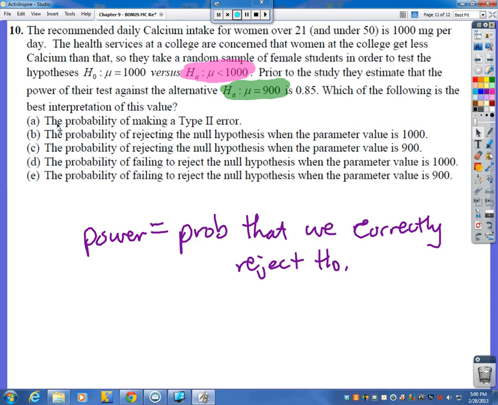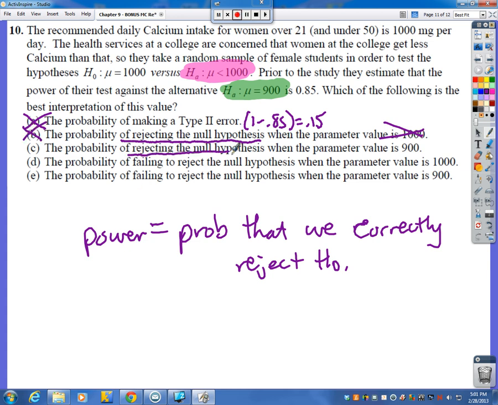So, which of the following is the best interpretation of this value, this 0.85 power value? It is the probability of making a type 2 error. No, actually type 2 error would be 1 minus this 0.85, which is 0.15. So no, that's wrong. The probability of rejecting the null hypothesis when the parameter value is 1,000. Well, it is the probability of rejecting the null hypothesis, but when the parameter value is 1,000, well, 1,000 is the null hypothesis. So they're saying reject 1,000 and conclude it's 1,000. Well, that's contradictory. That can't be right.